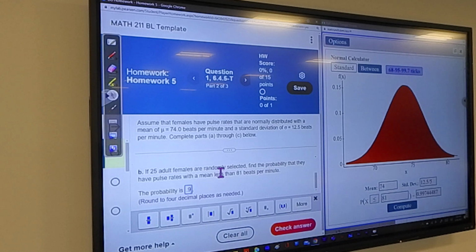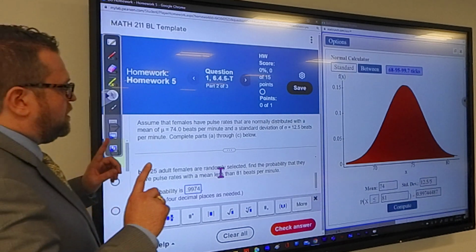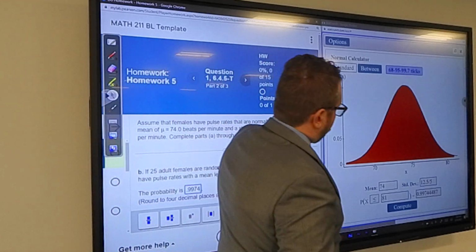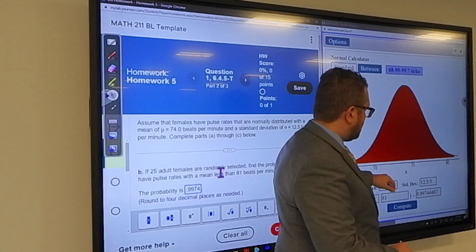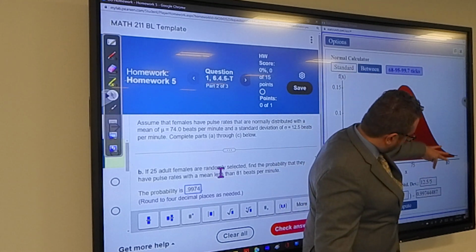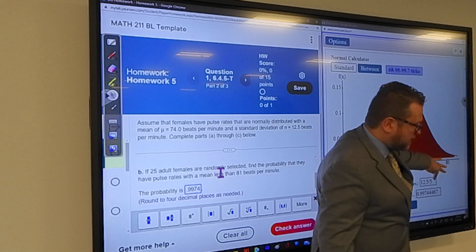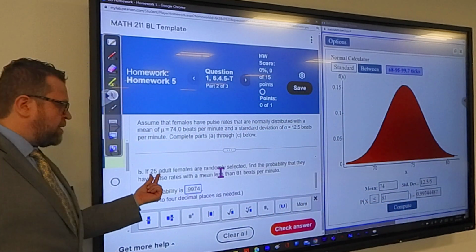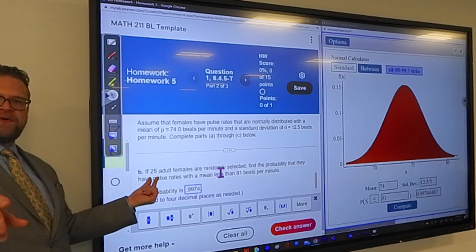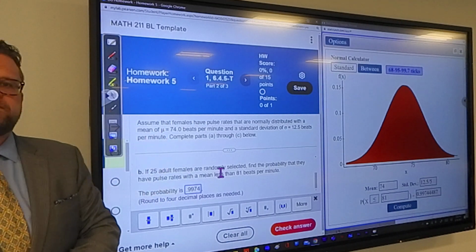Why did you divide by 5 again? Because some smart statisticians were able to calculate that the distribution of the sample mean, this other distribution, has a standard deviation, which is the old standard deviation divided by the square root of the sample size. And the sample size is 25. Square root of 25 is 5. So I just divided by 5.